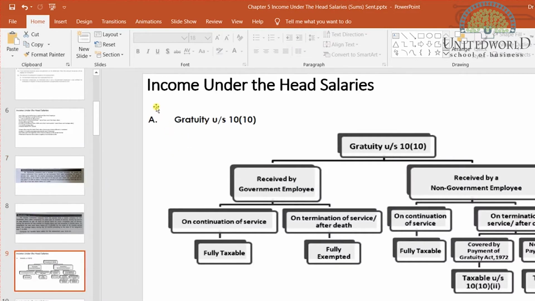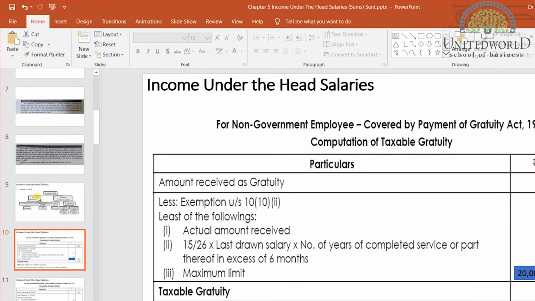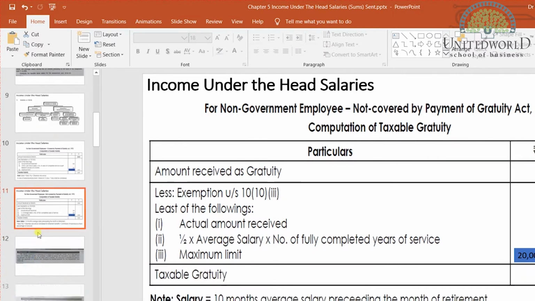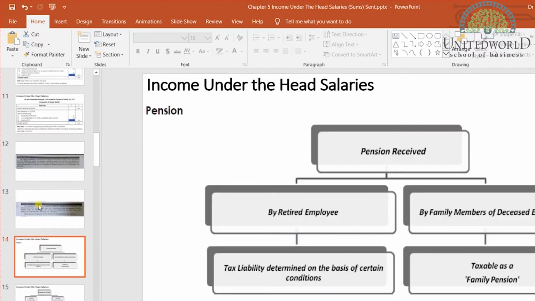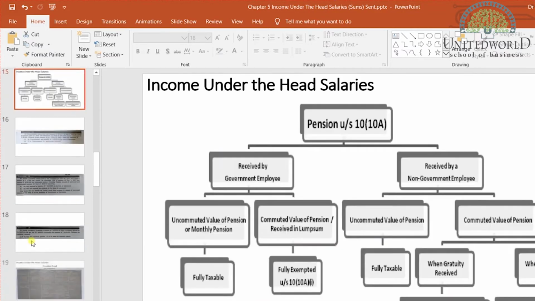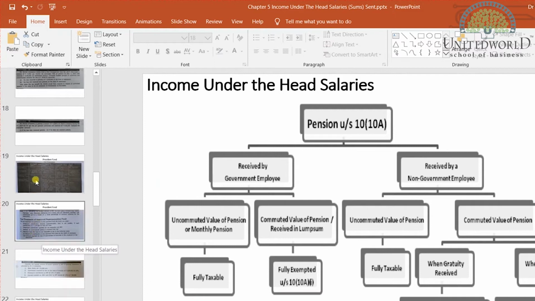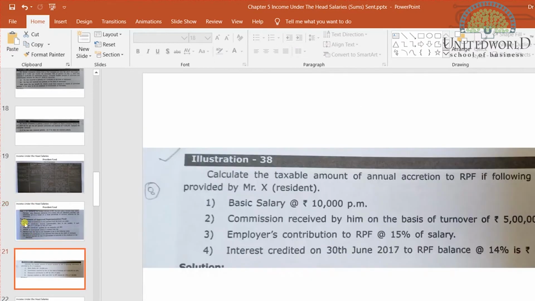Then we moved to the gratuity, that is under section 10(10). There are different rules related to the gratuity, and we have calculated the sums related to this matter also. This is the computation table that needs to be followed when we need to calculate the gratuity amount. Let's move ahead. Then we have seen the rules related to the pension, and this is something provident fund.